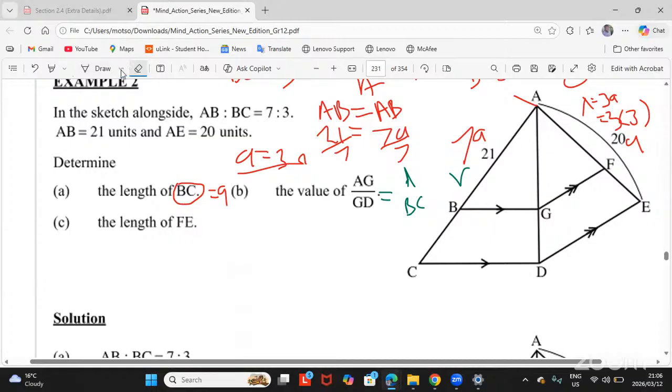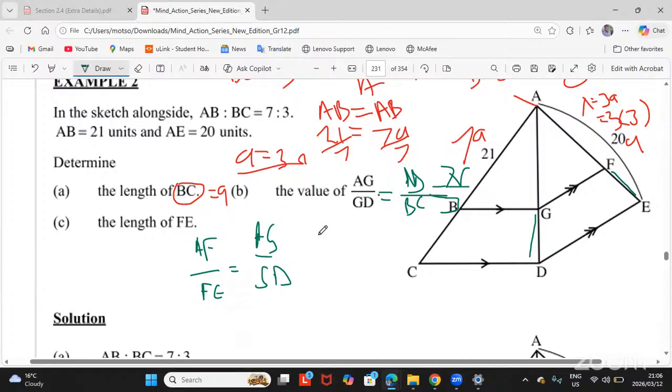We said now this ratio AG over GD is equal to AB over BC. That is the same as 7 over 3. Perfect. Now let me have a look at this one. We have an F here. We want FE. For FE, we can still say AF over FE is equal to AG over GD. Perfect, just like that. Why do we say this?